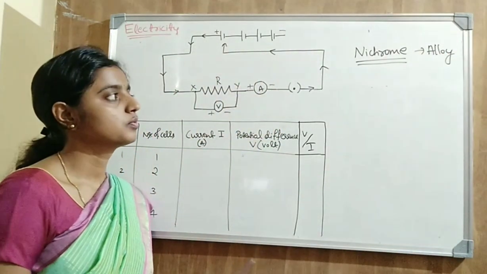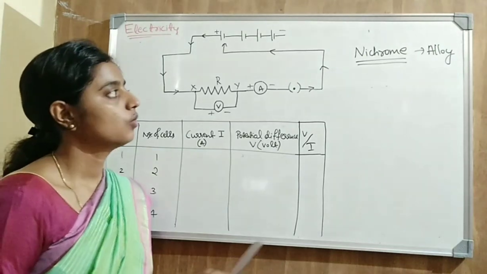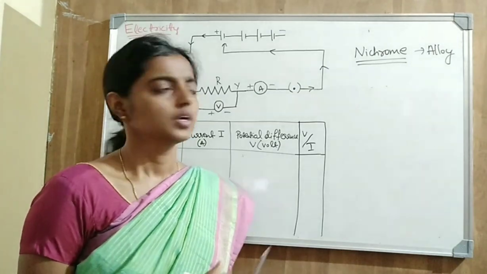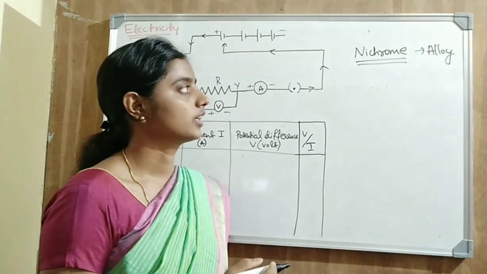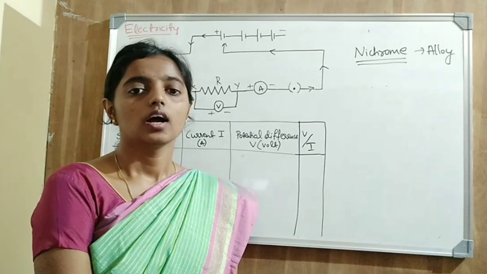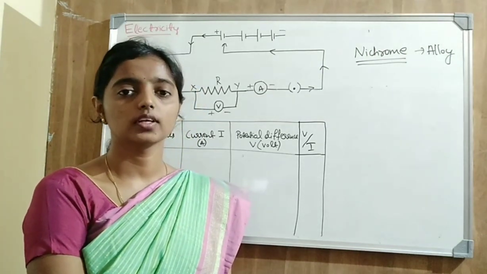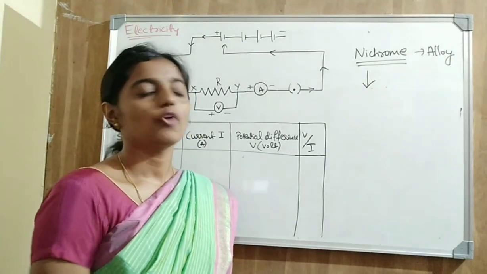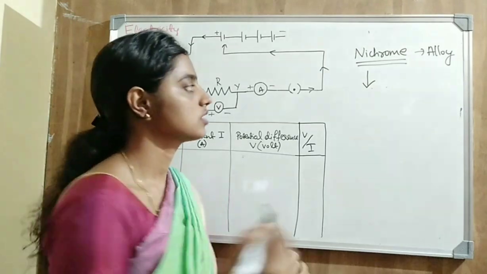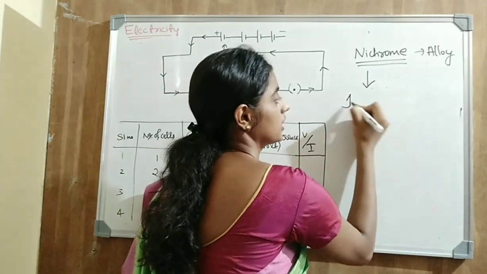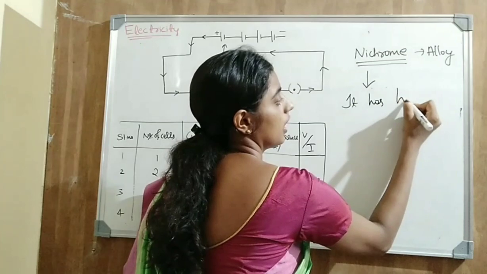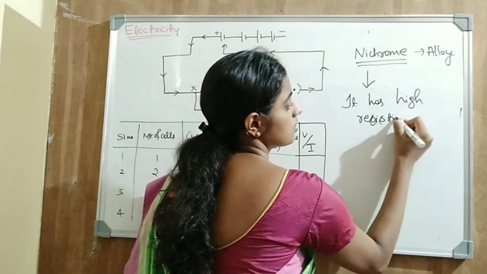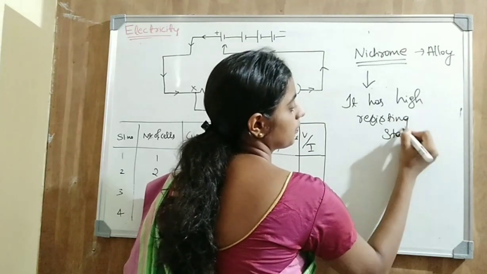What is an alloy? It is a mixture of metals. Now nichrome mainly contains nickel and chromium. Maybe 80% of nickel, and the next one is chromium. Again it has a few more metals like manganese and iron. Nichrome wire is used because it has high resisting stability.